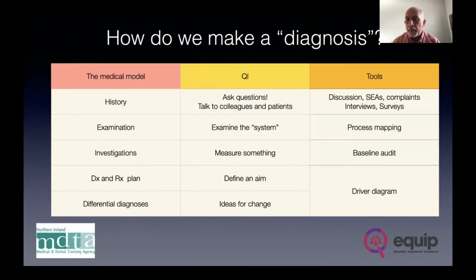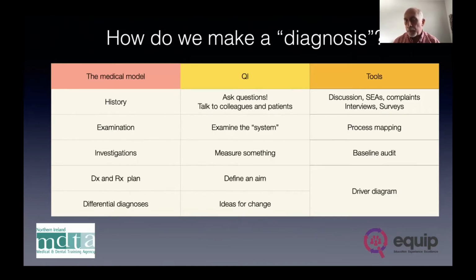In terms of examining our system, the key tool that we use for that is called process mapping. I'm going to talk a wee bit about that later. In terms of measuring, we thoroughly recommend that people do some sort of baseline audit. You need to measure where you are to actually understand if we've implemented any change. And then that comes together to really defining an aim and integrating our ideas for change.